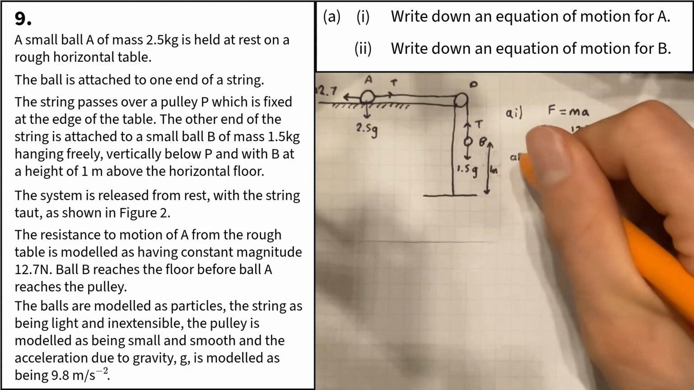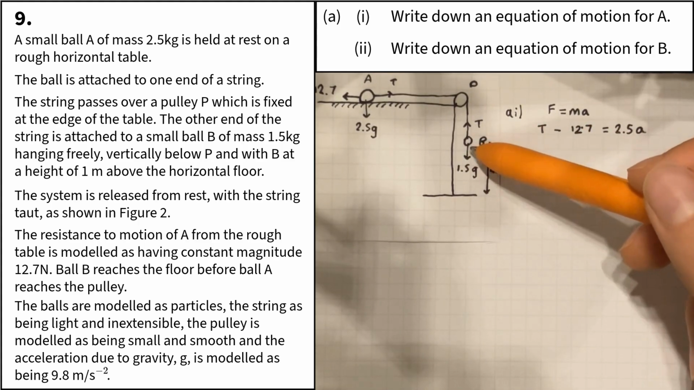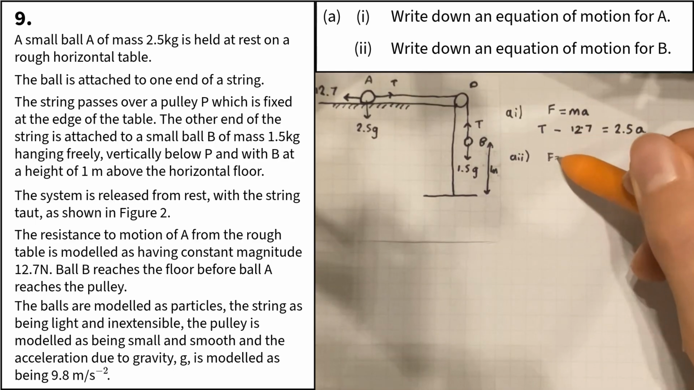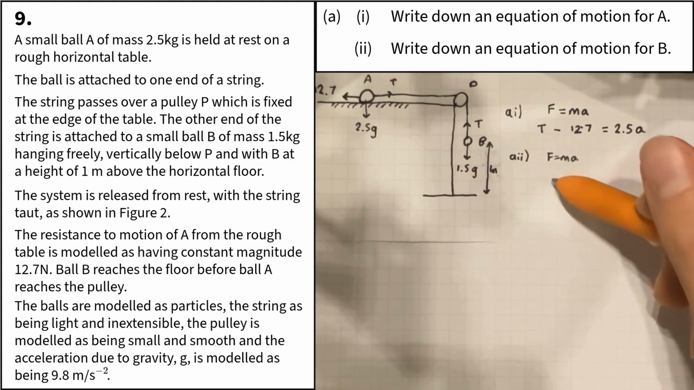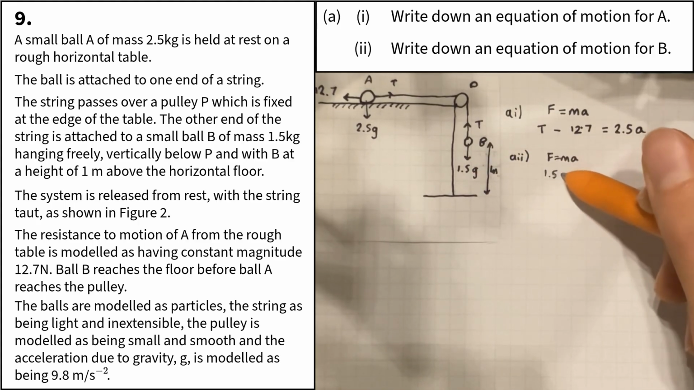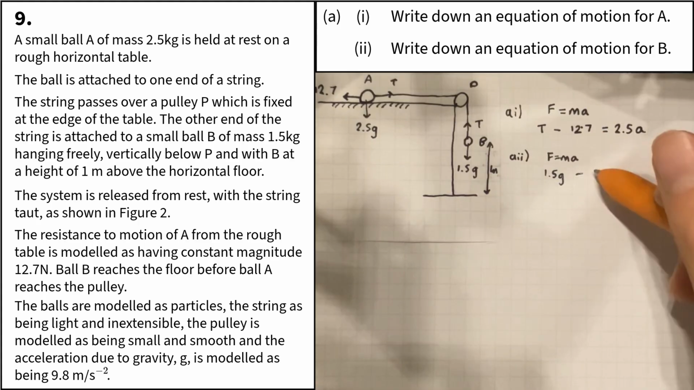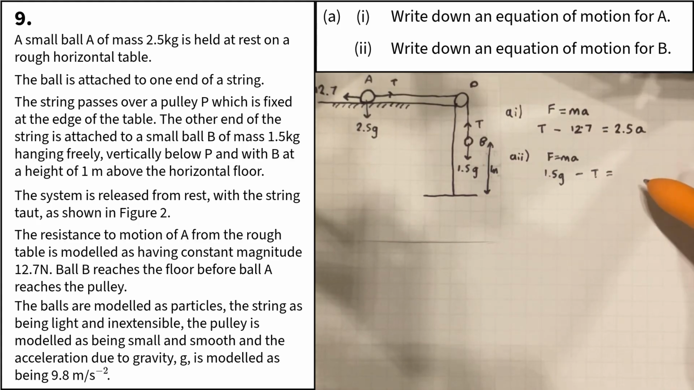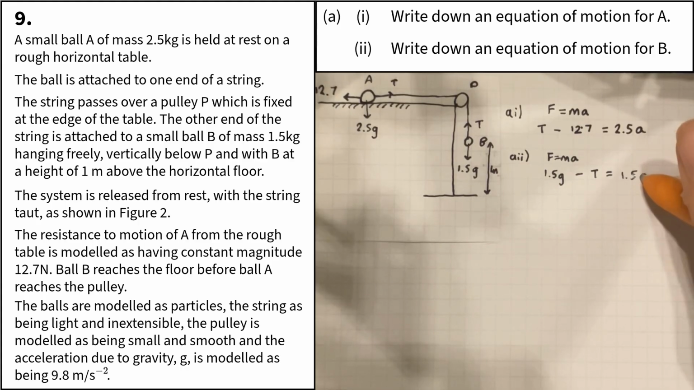For part A double I, it's a very similar thing. F equals ma is the way to go. Force is in the direction of motion. Which way is it going to go? It's going to come down. It's going to fall down. So in the direction of motion, the force is 1.5g. Subtract the forces going opposite that, which is T. That still equals ma. The only difference is this time the m is 1.5.